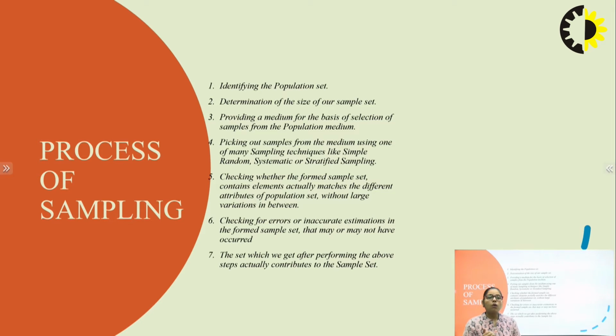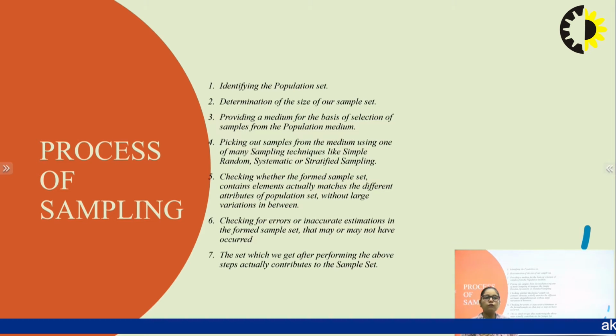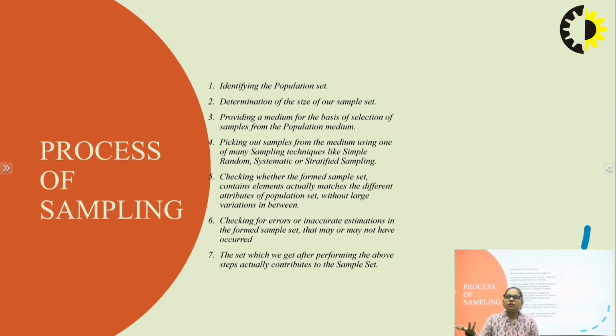We also check for errors or inaccurate estimations in the formed sample set, which may or may not have occurred. Basically, sometimes some data is present in the population set that we do not require for our algorithm, and we need to eliminate that data. The set which we get after performing the above steps contributes to the sample set.